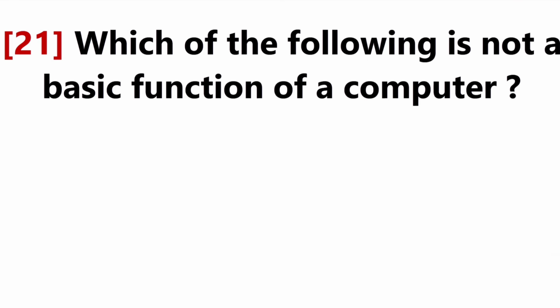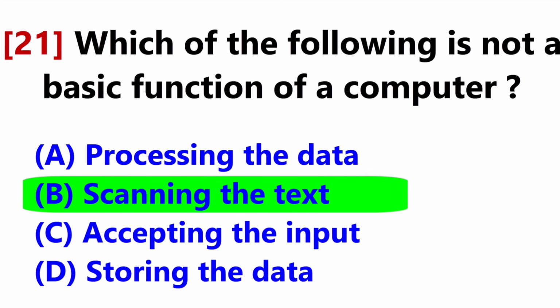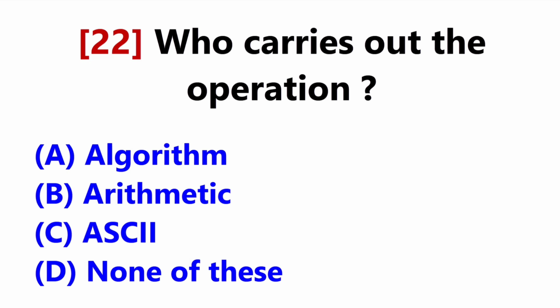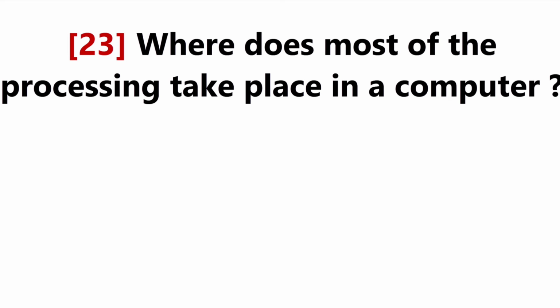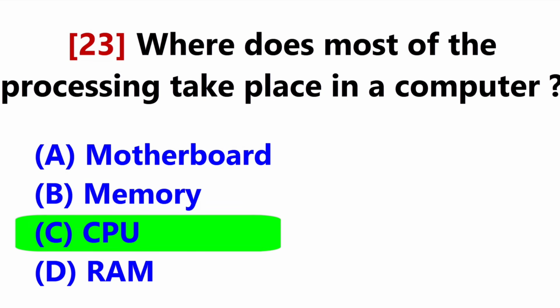Which of the following is not a basic function of a computer? Answer option B. Scanning the text. Who carries out the operation? Answer option B. Arithmetic. Where does most of the processing take place in a computer? Answer option C. CPU.